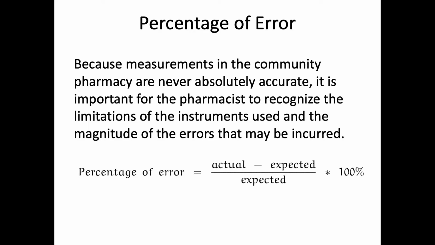So the expected value is subtracted from the actual value. And then you divide that, and this is what's important to remember, by the expected. You're trying to calculate your percent error from what you had desired or expected. So take the actual minus the expected, divided by the expected, times 100 to convert it into a percent. So that's the formula we'll use for calculating a percent error.